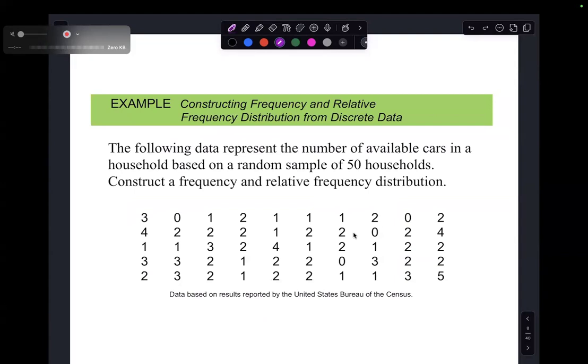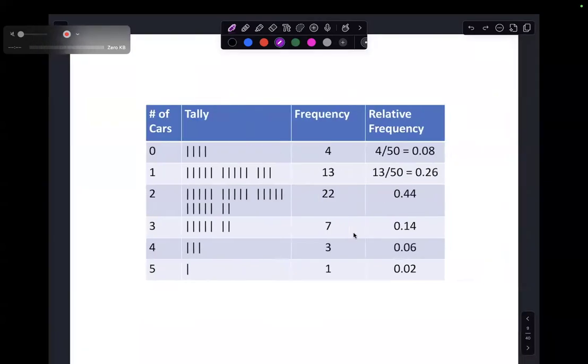So this is a random sample of 50 households, and we want to know how many cars each household has. It says number of available cars, so I'm assuming this is cars that run. Because my daughter and my son-in-law, if you were just saying all cars, there'd be like 5 or 6, but cars that run, there'd probably be 2. He's the typical car guy. You know, they have lots of not running cars. It's pretty common.